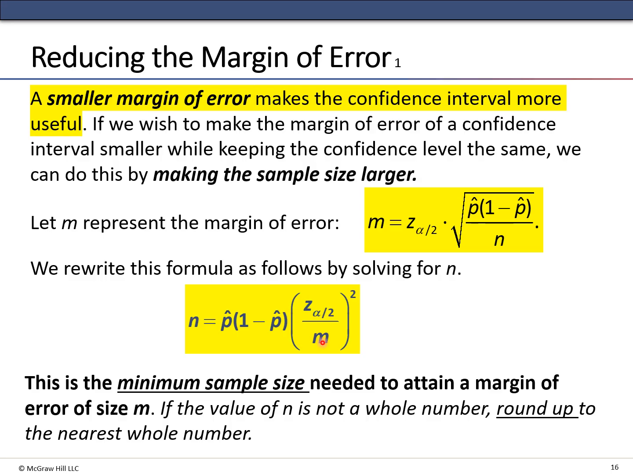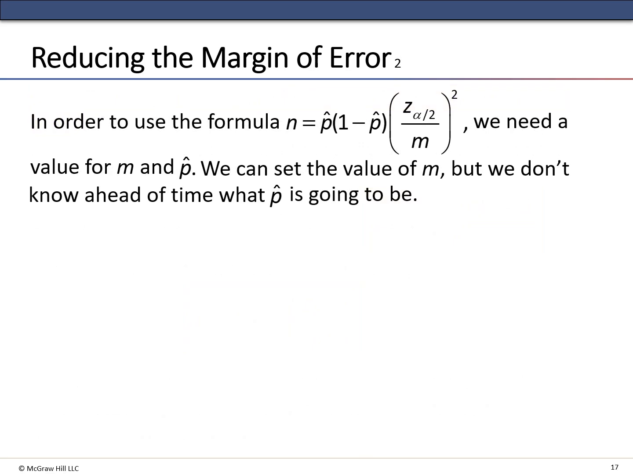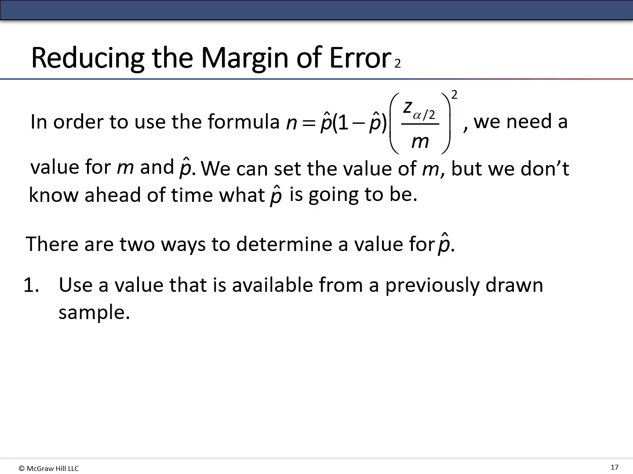So what this means is we can select a margin of error that we want to use and then figure out how big the sample size is needed to attain that. In order to use this formula, we need a value for both the margin of error and for the point estimate. We can set the value of the margin of error, but we don't know ahead of time what our point estimate is going to be.